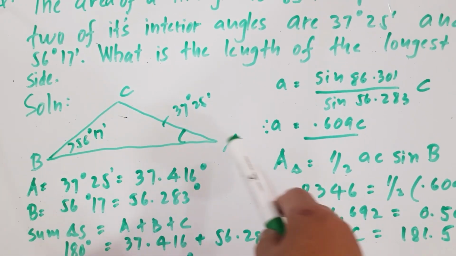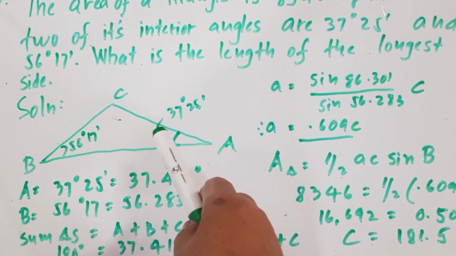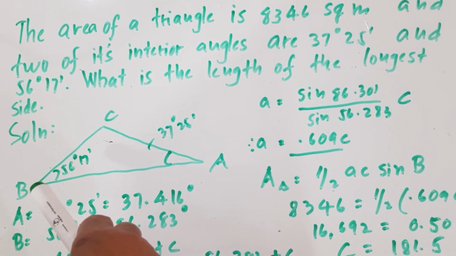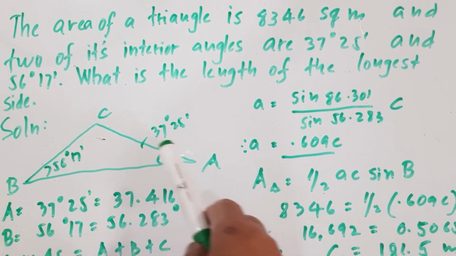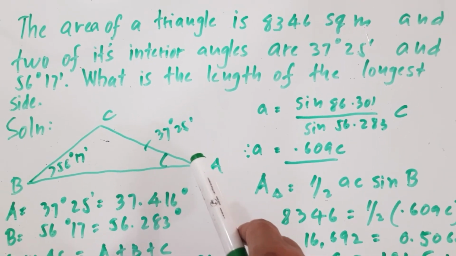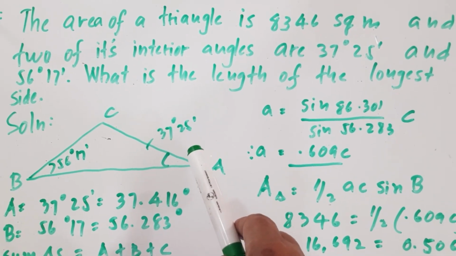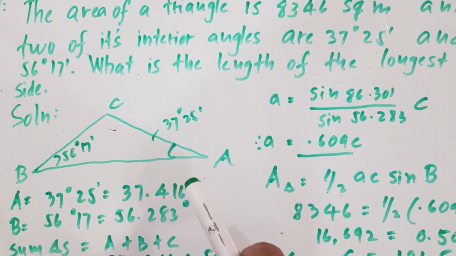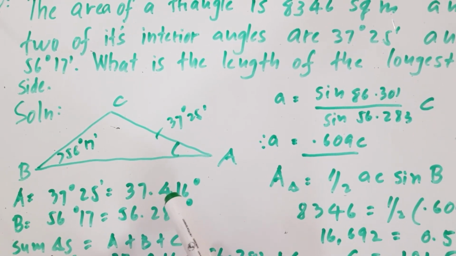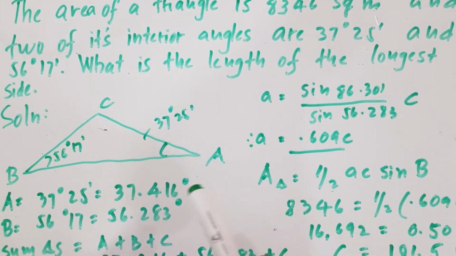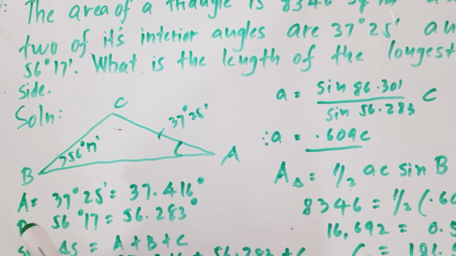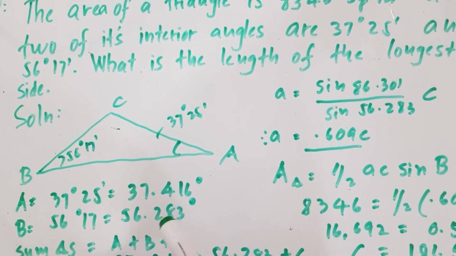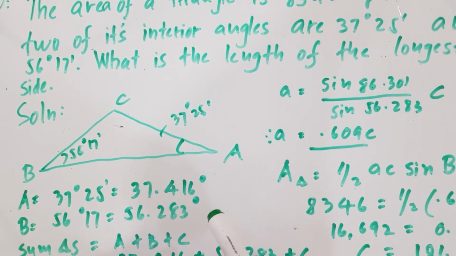This is the given rough sketch of the triangle, with angle B, which is equal to 56 degrees 17 minutes, and angle A, which is 37 degrees 25 minutes. Now, this 37 degrees 25 minutes can be converted into degrees, which is equal to 37.416, and angle B, which is 56 and 17, is equal to 56.283 degrees.